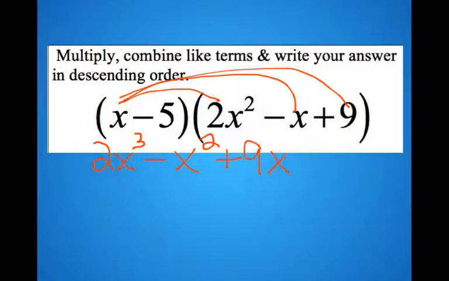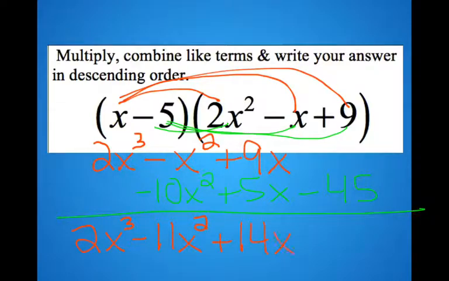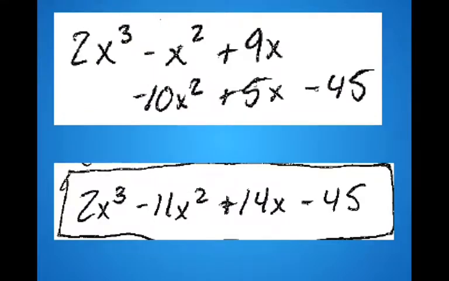Then we're going to do the next set of terms, so we're going to multiply the negative 5 by all these terms. So that would be negative 10x squared, and then a negative times a negative would be a positive, so that would be plus 5x, and then minus 45. We can combine our like terms, so that would be 2x cubed, and that would leave us with minus 11x squared, and that would be plus 14x and minus 45. This is one where you can do a 2x3 box method as well.